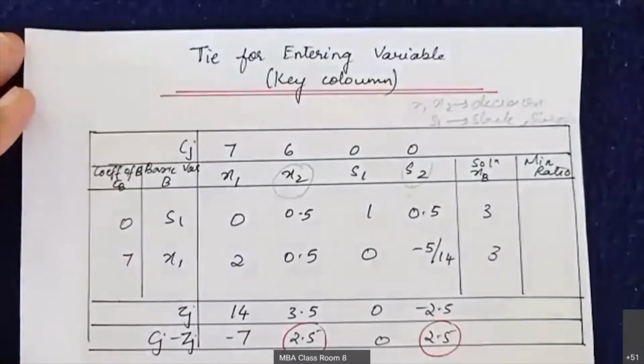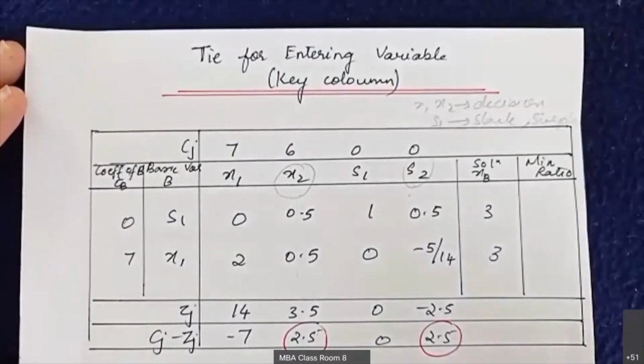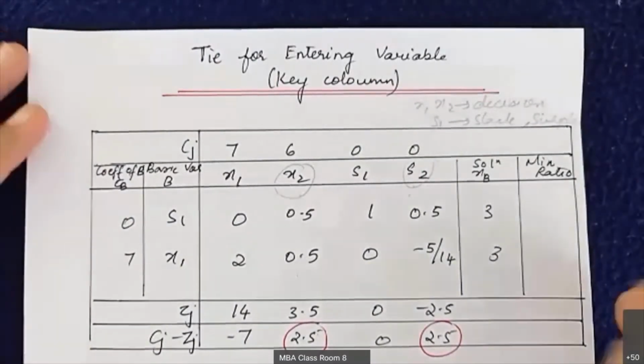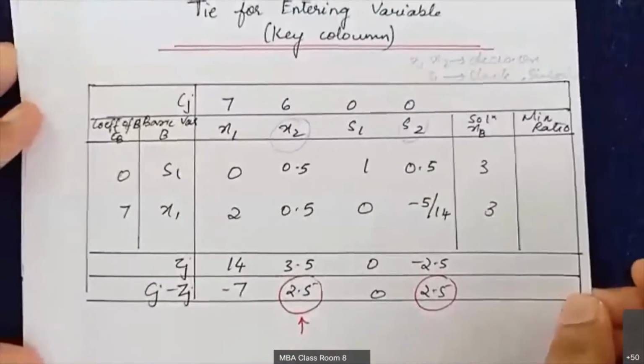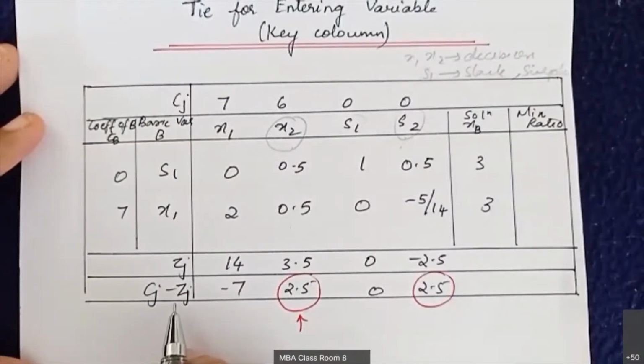So we were discussing what happens when we have a tie. Okay, so what is a tie? A tie is when you have a problem in deciding who is going to be the entering variable. Here we have an example of a simplex table given. We have the Cj minus Zj. It is based on Cj minus Zj that we decide the entering variable.